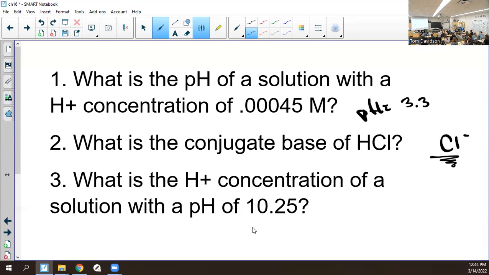Okay, number 3, what is the H plus concentration of a solution with a pH of 10.25? So we take the inverse log, which is 10 raised to the negative 10.25, and we end up with some number.